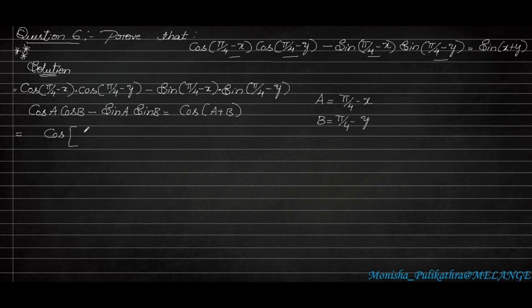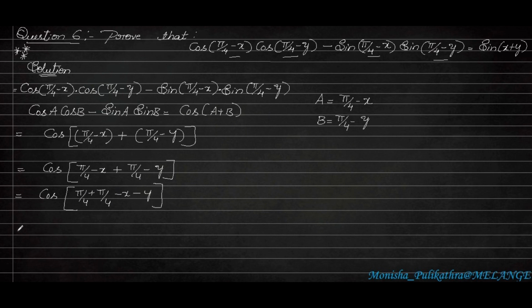So cos(A plus B), where A is pi by 4 minus x and B is pi by 4 minus y. According to the formula, we are converting cos A cos B minus sin A sin B into cos(A plus B). After that we remove the bracket: cos(pi by 4 minus x plus pi by 4 minus y). Next we rearrange it, arranging pi by 4 plus pi by 4 on one side and minus x and minus y on the other side.